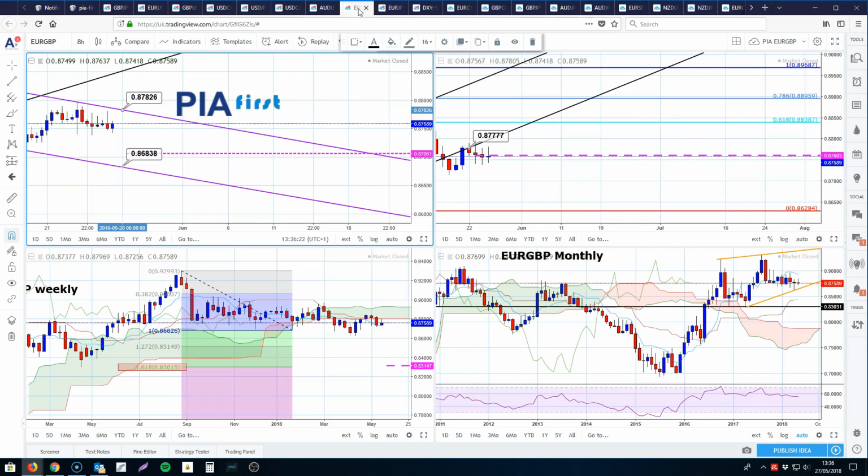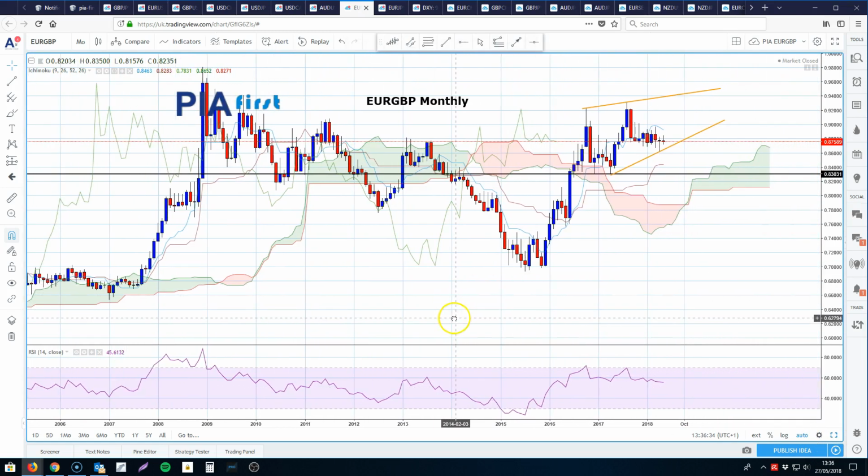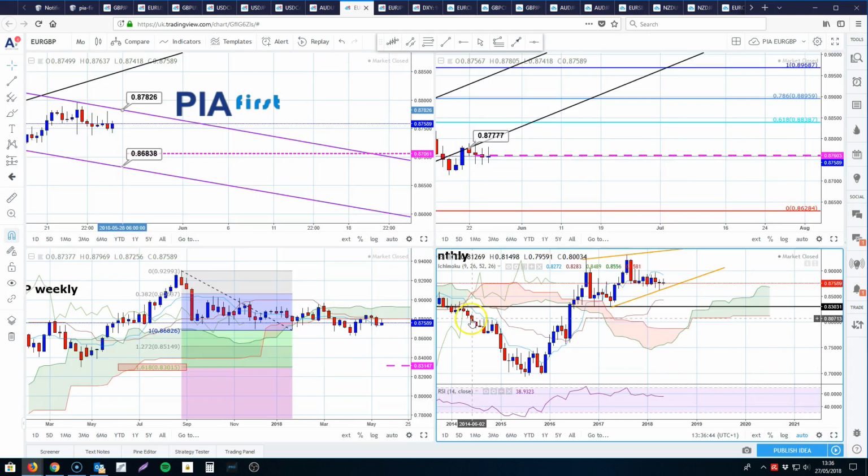Probably one of the hardest major currency pairs to analyze at the moment is euro sterling. Intraday it's very mixed, very choppy. I do think that the long-term bias is still to the downside. We've got trend line support from a wedge formation located at 86.60.